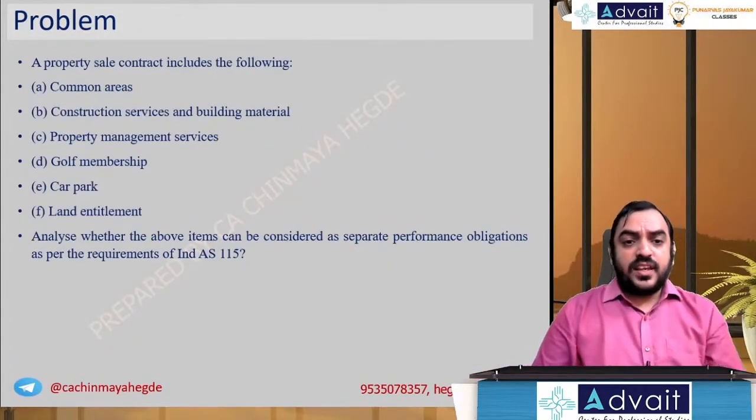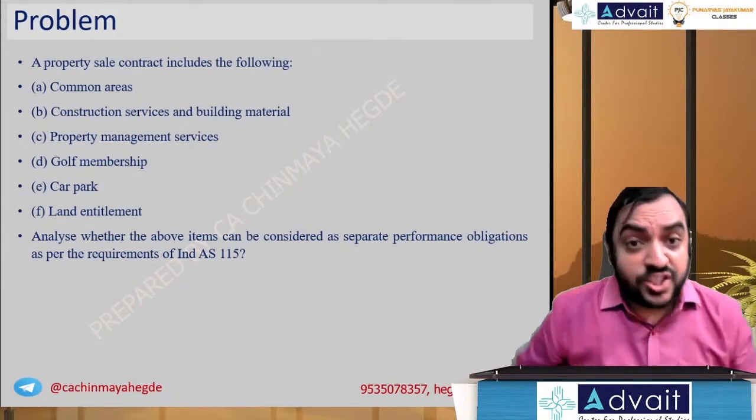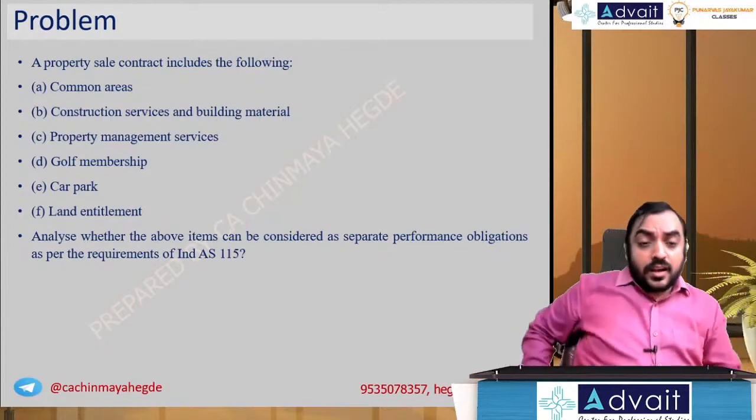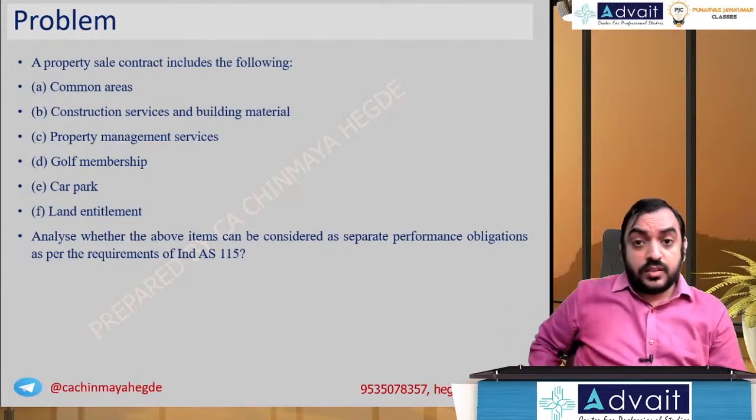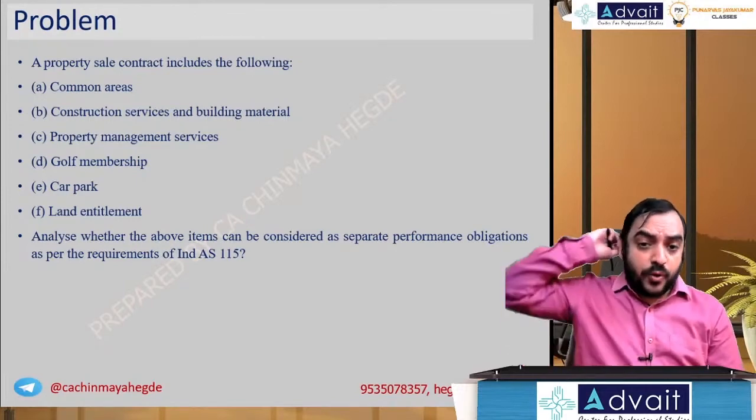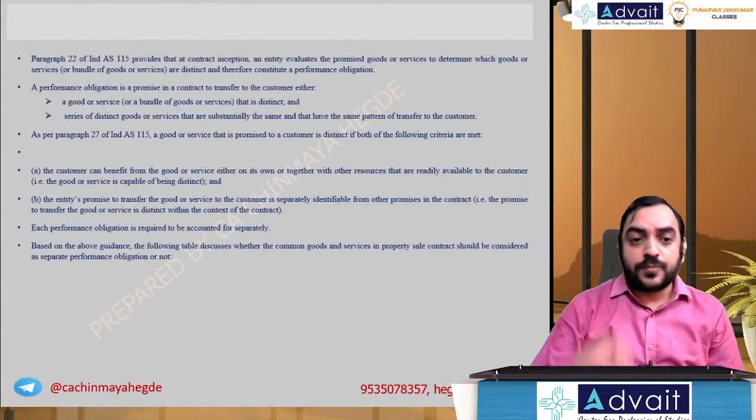A property sale contract includes the following: purchase of a residential property, common area, construction service and building material, property management service, golf membership, maybe a very posh apartment, car parking, land entitlement. Analyze whether the above items can be considered separate performance obligations as per the requirements of Ind AS 115. Okay.